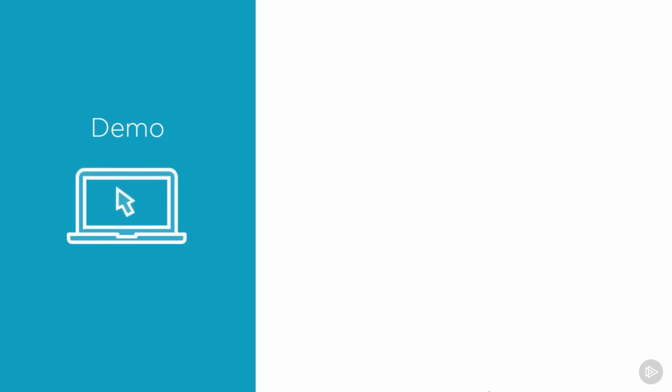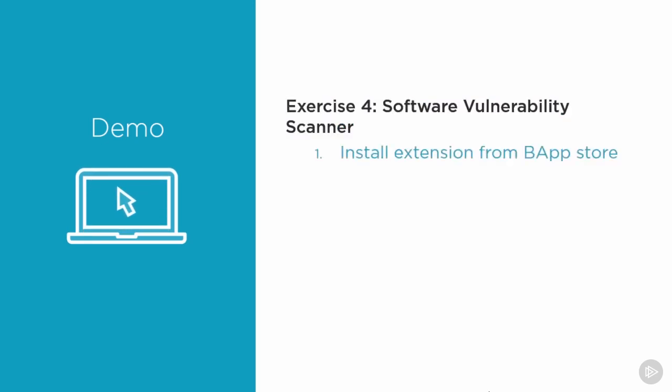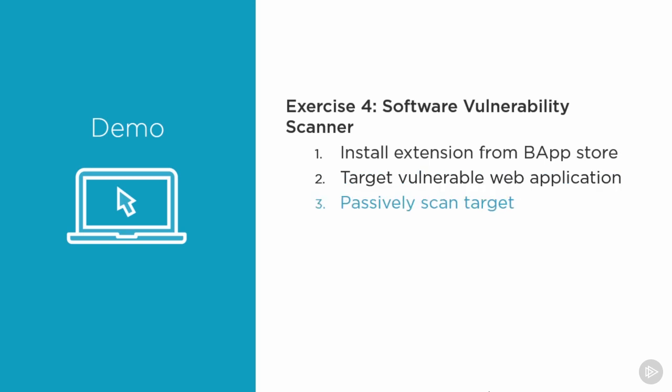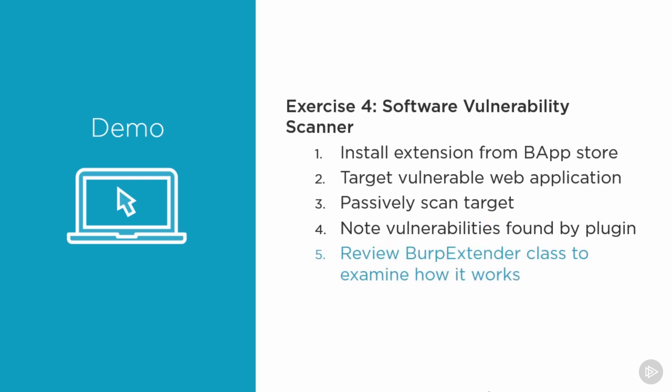So for exercise 4, this is the answer key. We're going to install that extension from the BApp store. We will target a vulnerable web application. We're going to passively scan that target. We're going to note any vulnerabilities found by the plugin. We will review the Burp Extender code to examine how it actually works.